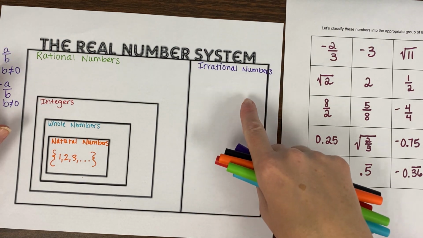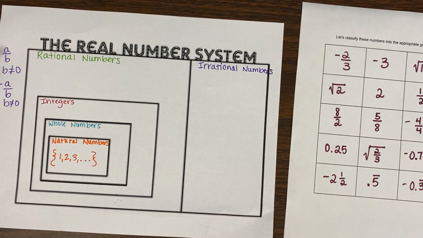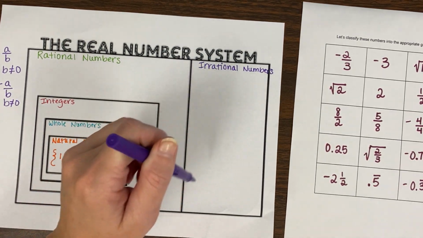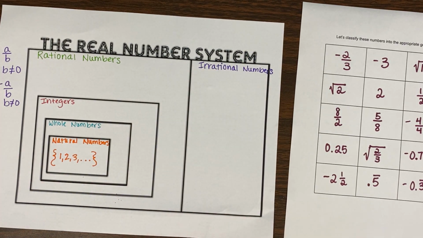An irrational number cannot be written in this form. You cannot make it look like this, the ratio of 2 integers. There are no 2 numbers, one over the other, that will make these numbers. They're kind of erratic and all over the place. So if you typed some of these square roots into a calculator, you would see that.